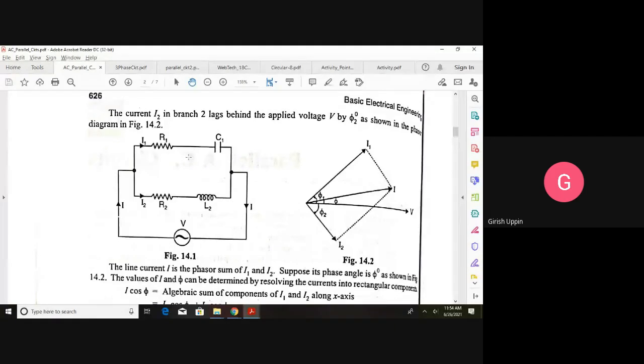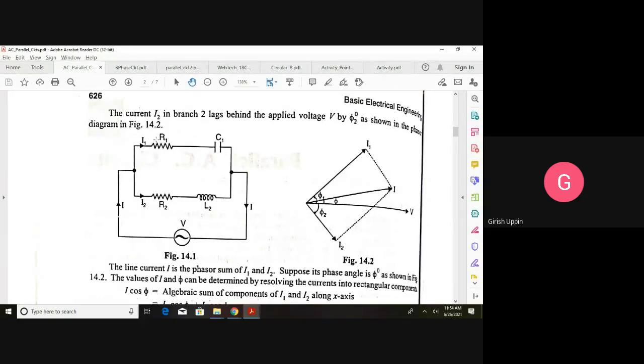And what would be the value of Z1? First we are going to calculate XC1. XC1 is equal to 1 upon omega C1, which is equal to 1 upon 2 pi f C1. So you know XC1 and R1. Then Z1 is equal to the square root of R1 square plus XC1 square.